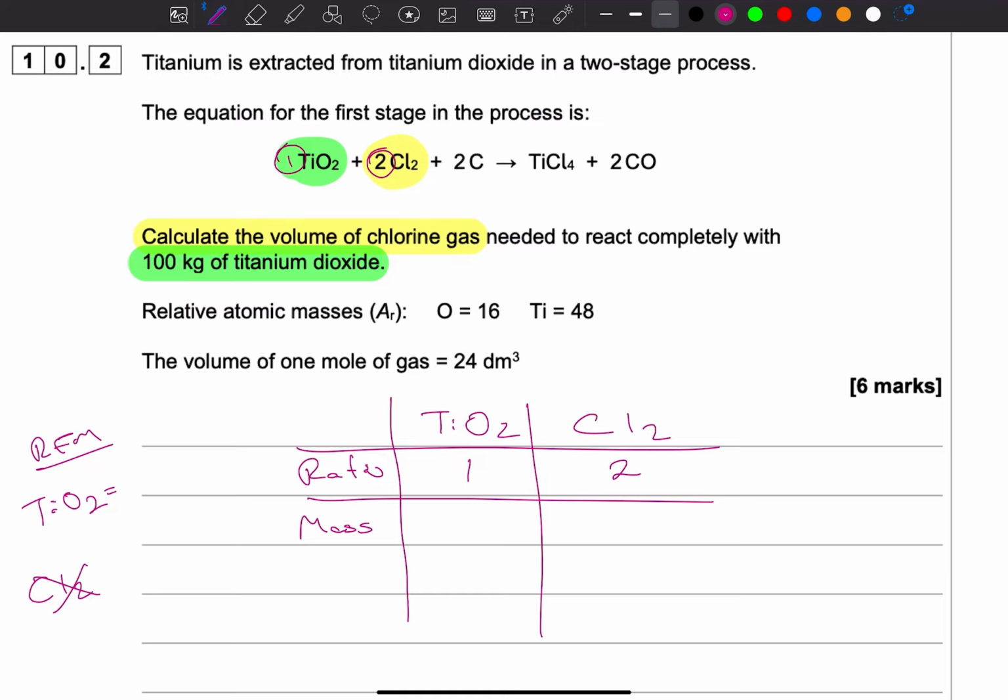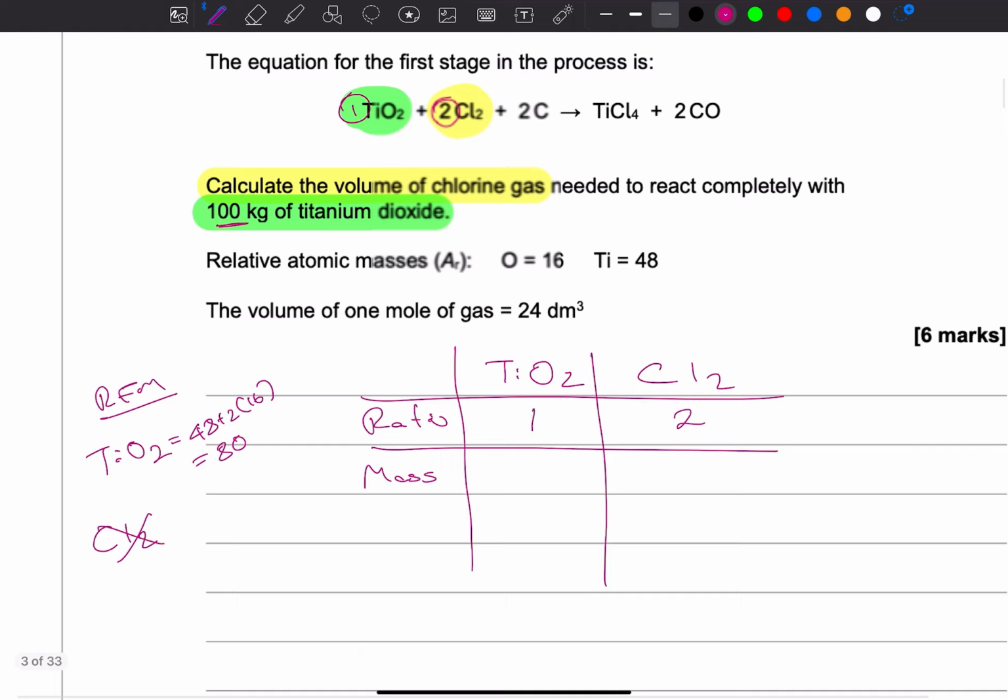The TiO2 is what? 48 plus 2 oxygen, 2 times 16, that makes it 32. That makes it 80 then. Okay. So now a lot of people put it as 100 kilogram. Don't put it as kilogram. You're allowed to put kilogram if on the other side you get kilogram. Then you're okay. On this one, they want the volume, so you must make it into grams.